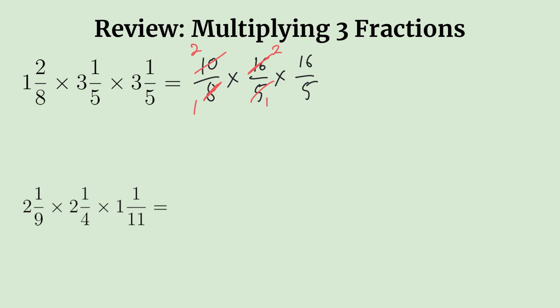And now we'll multiply straight across. So 2 times 2 is 4, times 16 is 64 over 5. Because the answer was mixed, that usually means we want our final answer to be mixed. So that would be 12 and 4/5.